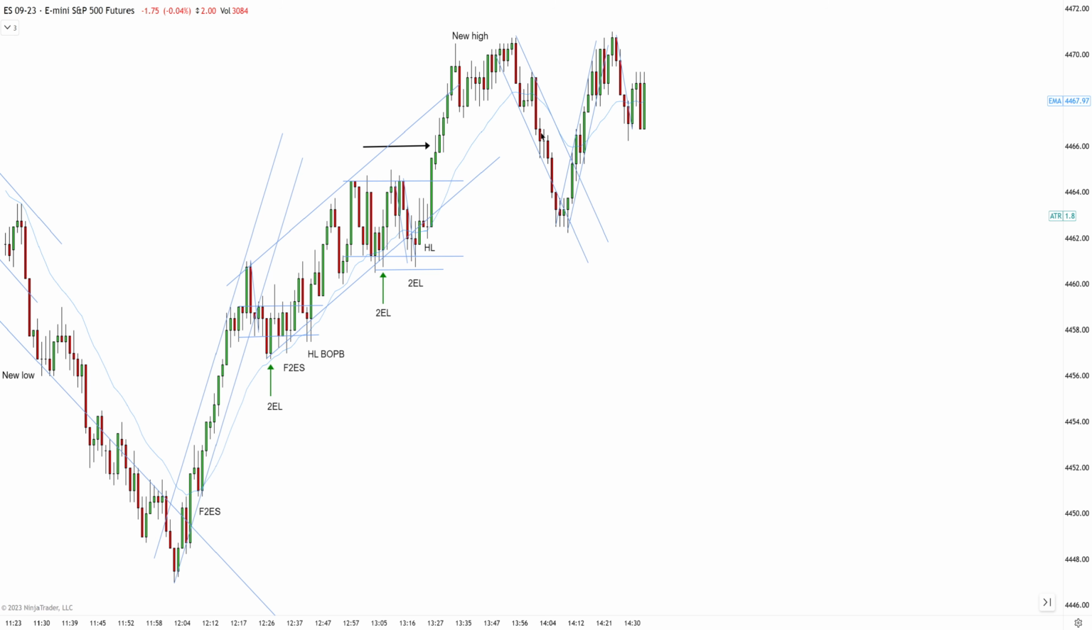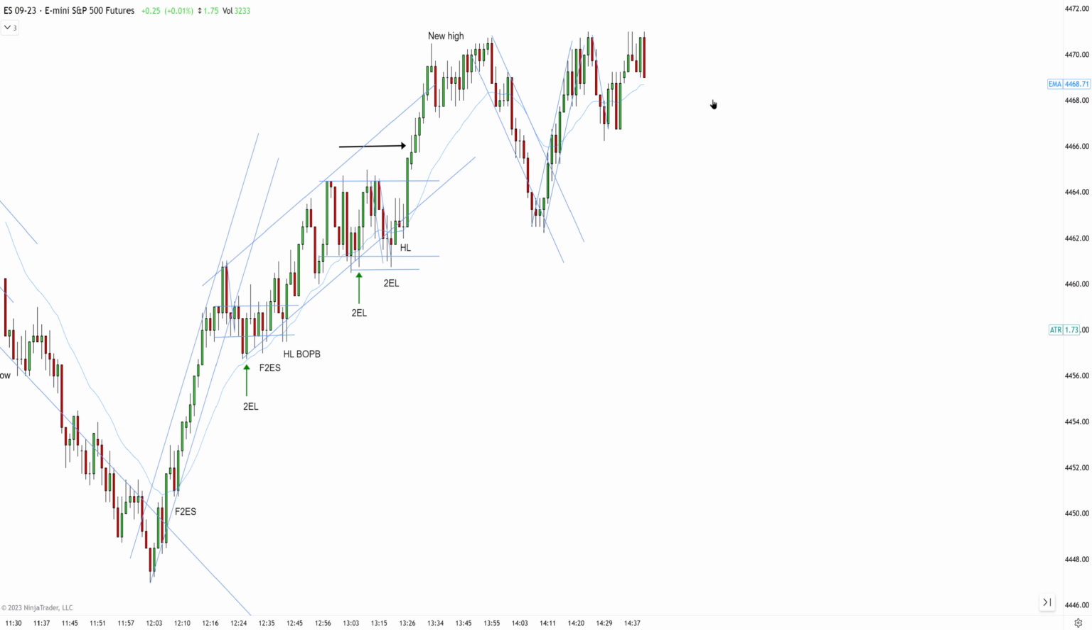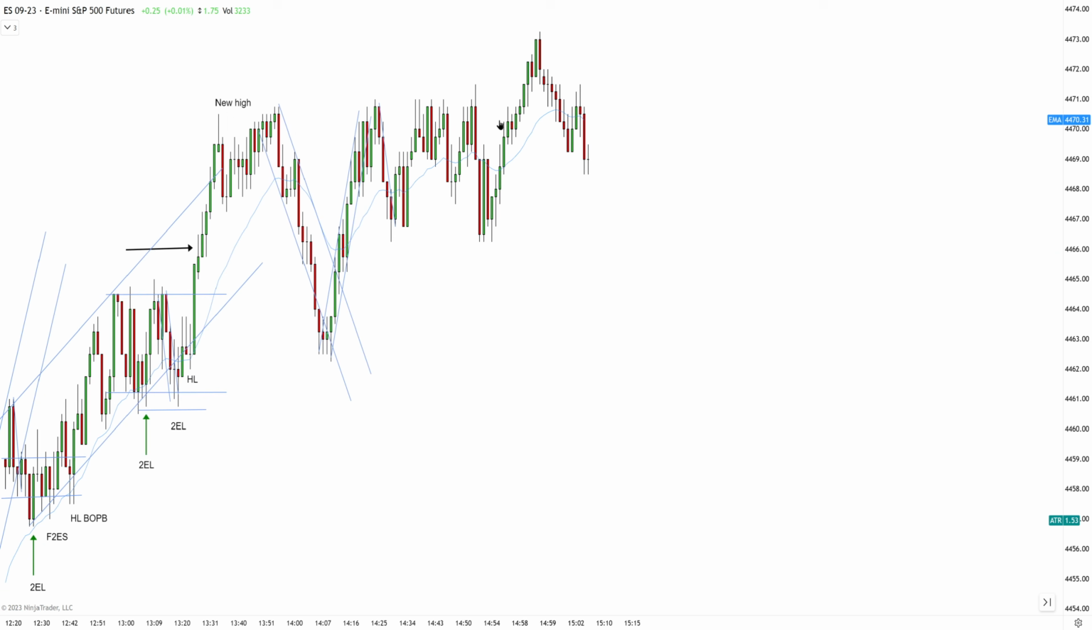The bias is not clear. Even if you draw a spike and a channel wider, you're getting a new extreme here. Yes, you get a new extreme. So, a little bit hard to read. And now it's getting way too late. The market is about to close.